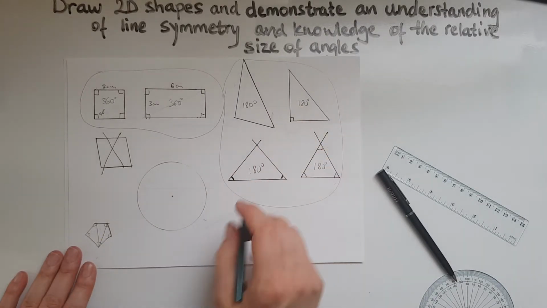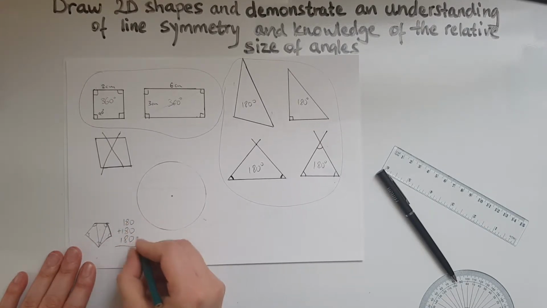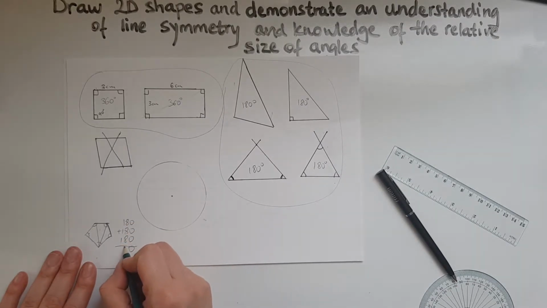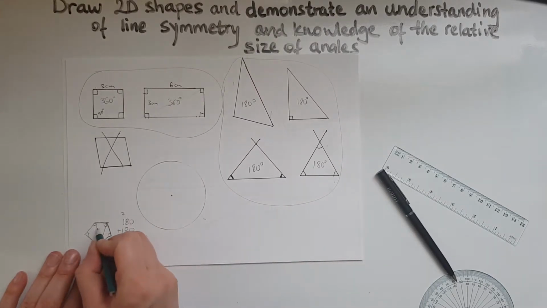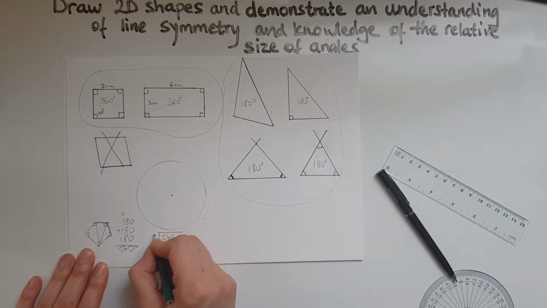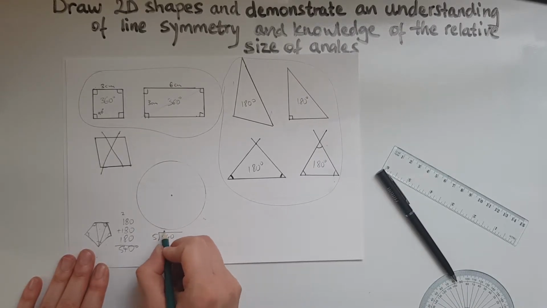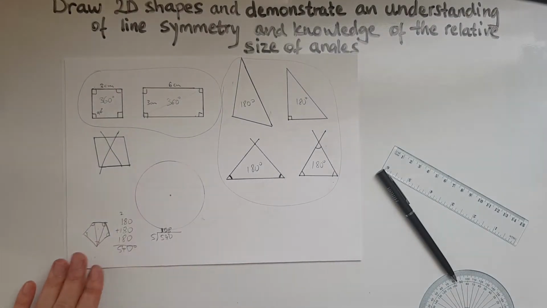So each triangle, as we said, has 180 degrees. So 180 plus 180 plus 180. So 540 degrees, all of these together. But we're going to have to split them into 5 because there are 5 angles. So 540 divided by 5. How many 5s would fit into 5? That's 1. How many 5s would fit into 4? That's none. So I put 0. Now into 40, how many 5s? That would be 8. So each angle must be 108 degrees.